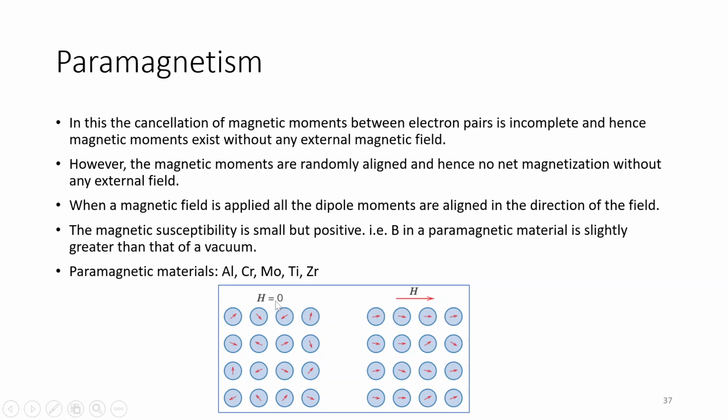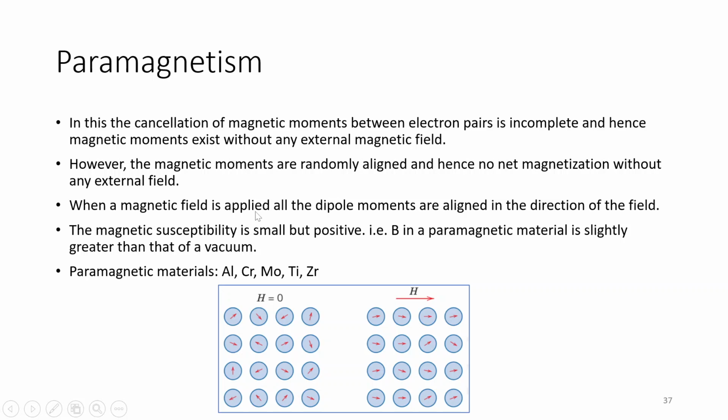Here you can see, if you are not applying any magnetic field, the domains are still present, but they will be cancelling each other out in the absence of any magnetic field. When a magnetic field is applied, these will be rotating and they will be providing a strong magnetization. However, the magnetic moments are randomly aligned, and hence no net magnetization without any external field.